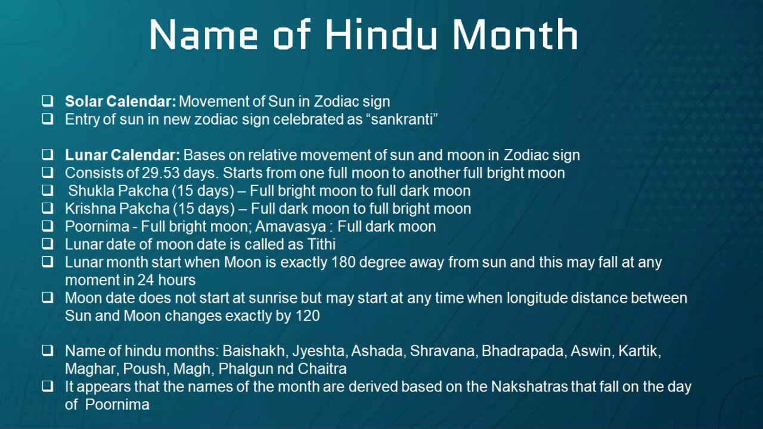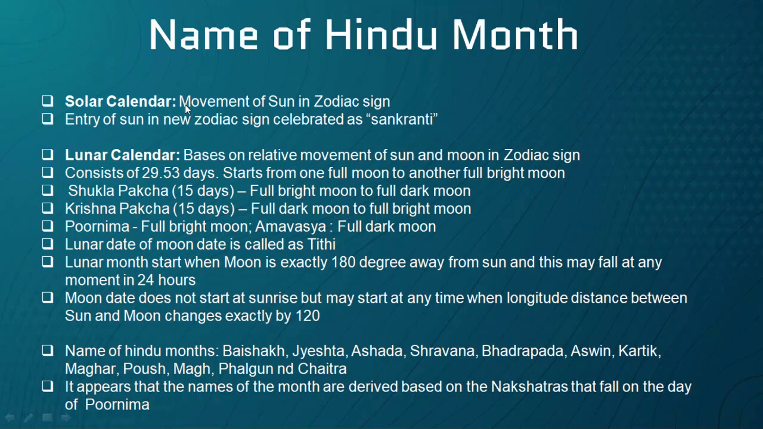Next, I want to move on to the names of the Hindu months. This is also an important thing to understand. Now, you know the solar calendar that we use. We have 365 days and 12 months, and why do we have 12 months?